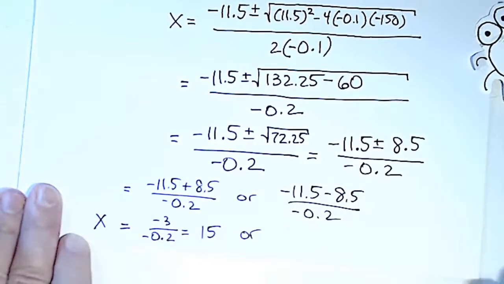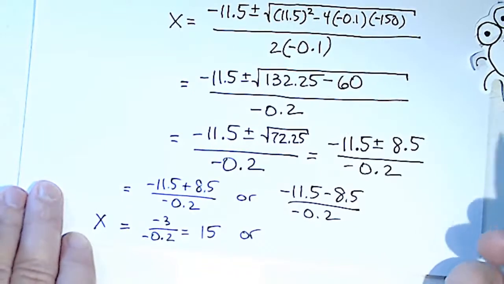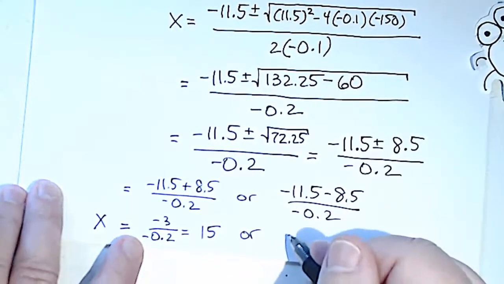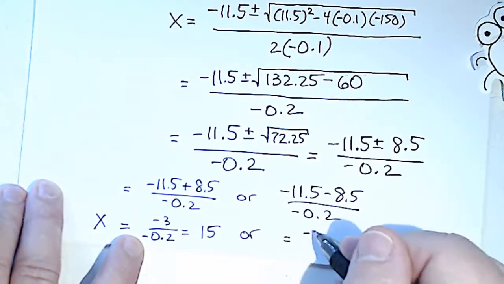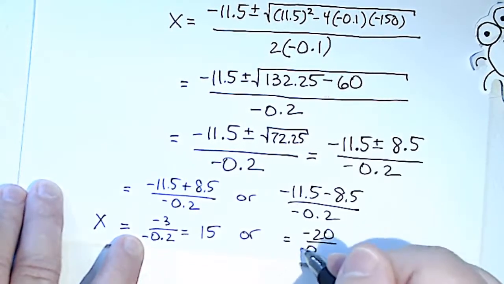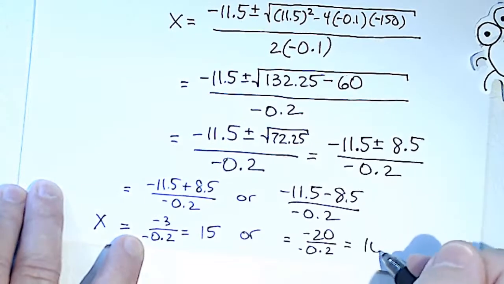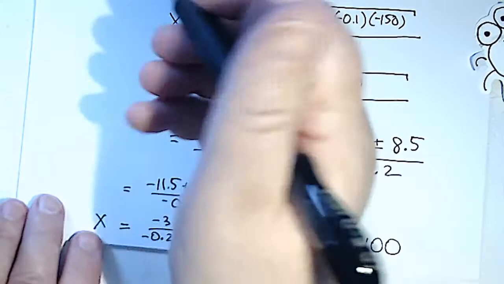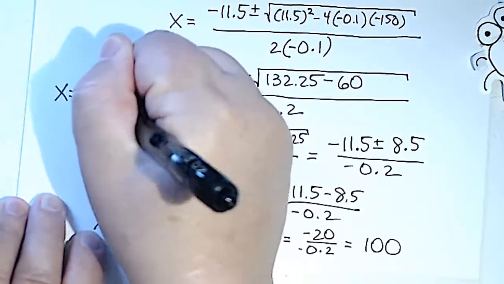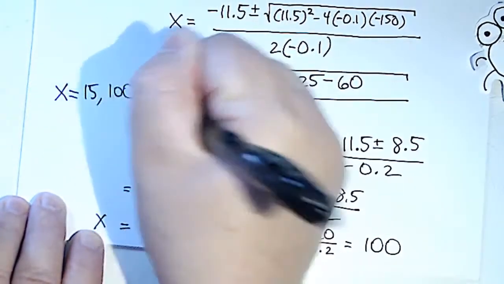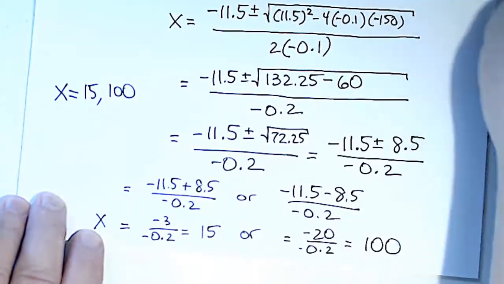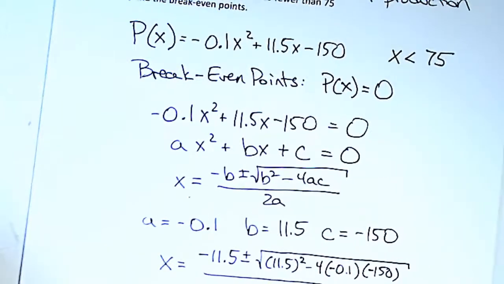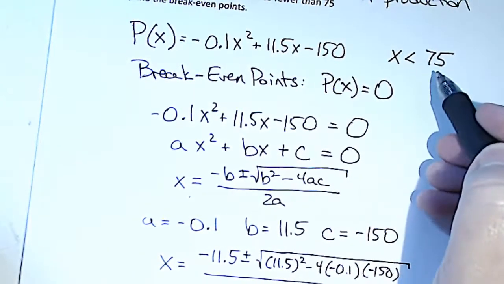Put an X over here in case we've forgotten these are all equal to X. Over here, negative 11.5 minus 8.5 is equal to negative 20 all over negative 0.2, which gives me 100. So my two answers are X equals 15 or 100. But wait, I'm not done. We then go back up to the top and we say, wait. X has to be smaller than 75.